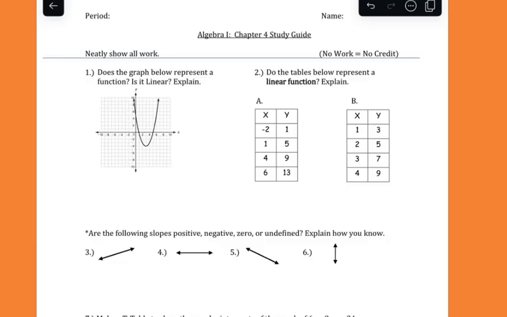On the first question, actually the first two questions ask if these are functions and if they're linear. Well, the first question, we can see obviously that it's not going to be a linear function because it's not a straight line, right? But if I use my vertical line test, I can see that it is definitely a function because X does not repeat or cheat, right?